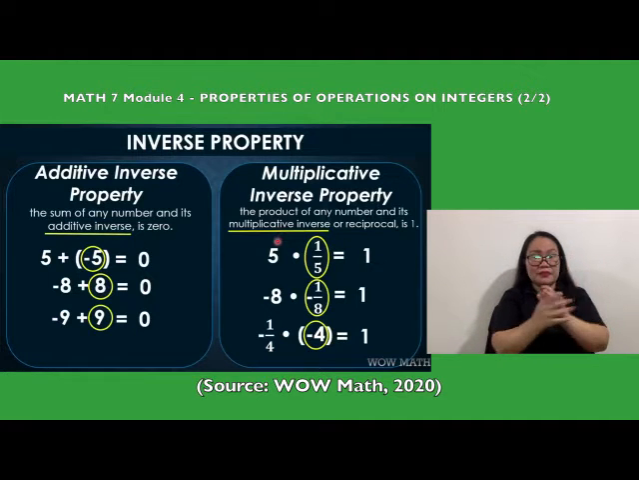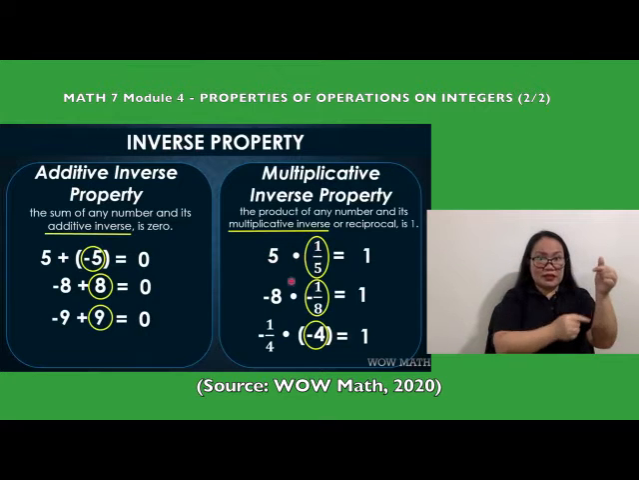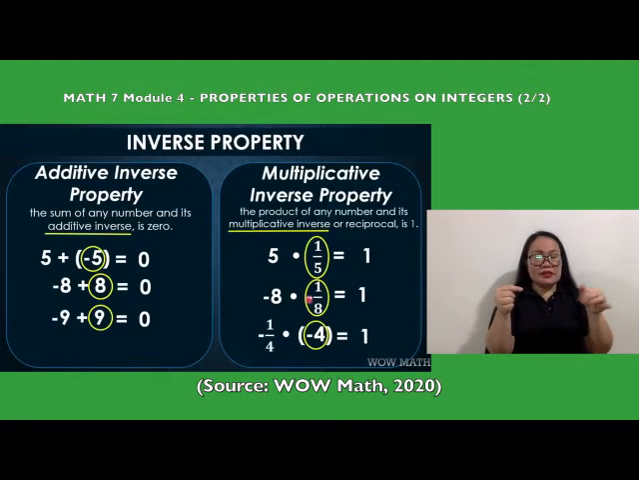Now, take note of your symbol ha. If it's positive, the reciprocal is positive. If it's negative, the reciprocal is negative. Okay? And the product is always 1. So, kung mapapansin nyo, kung babalikan natin yung previous slide, 1 is the identity element in multiplicative identity property.